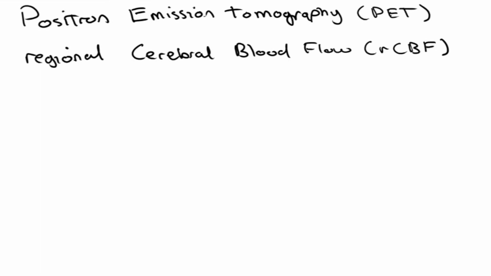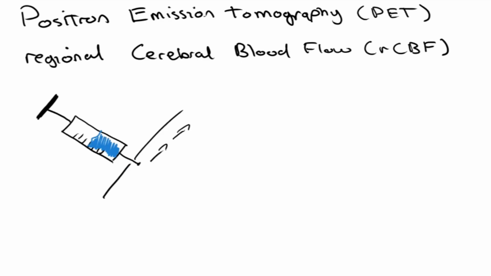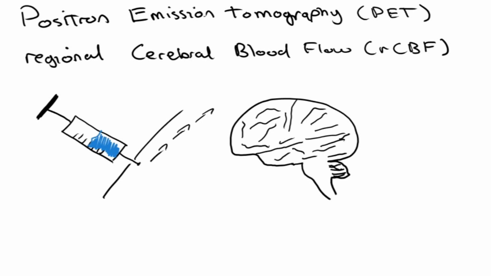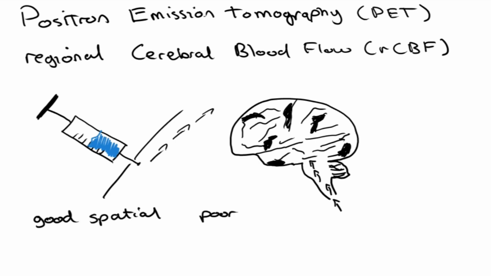Next is positron emission tomography, which I'm sure a lot of you have heard at least once in your life. This measures regional cerebral blood flow in the brain by injecting radioactive water into participants while performing cognitive tasks. Blood which contains this water flows into activated brain areas, and an image of the brain is then generated to see which areas exactly are activated. This is a technique that has good spatial resolution, very good actually, but poor temporal resolution and is very invasive.